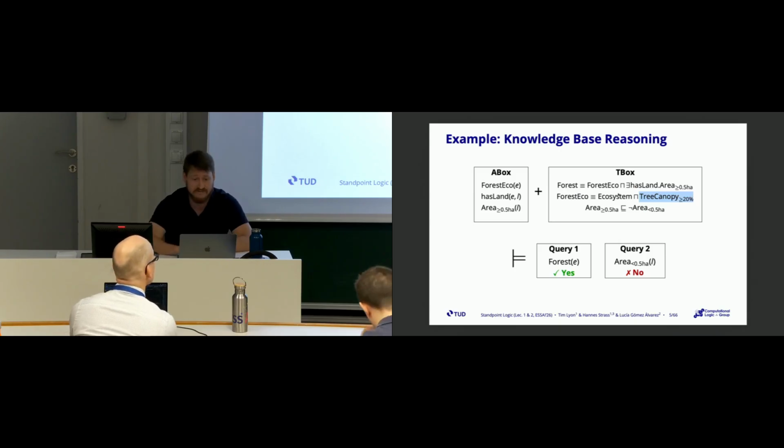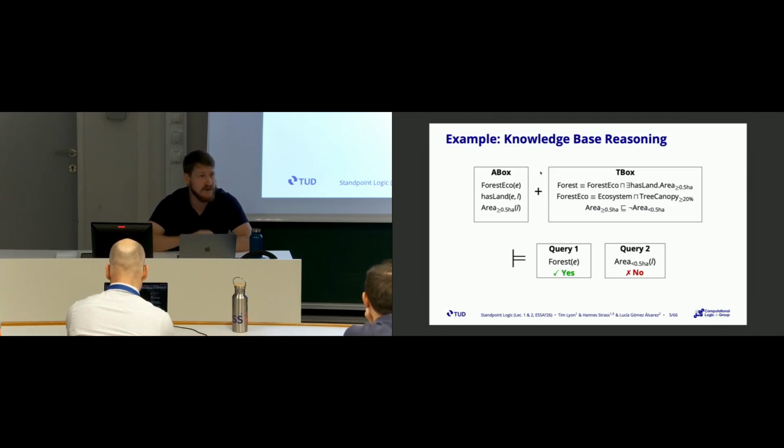So these serve as definitions, and the last formula in the T box is serving as an if-then statement, relating concepts related to area. This can be thought of as logical implication, saying that if something has an area that's greater than or equal to half a hectare, then it's not the case that the area is less than half a hectare. So this is the example knowledge base representing what I had described on the previous slide.